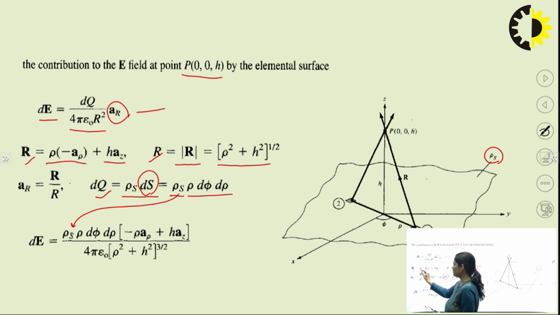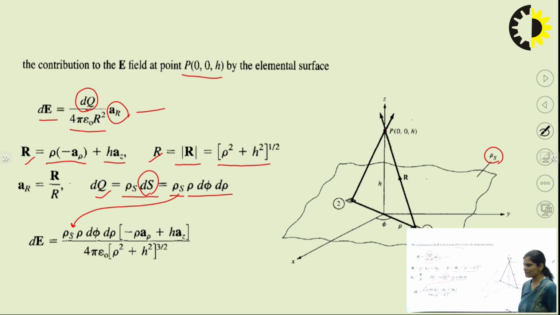This is R, the unit vector of rho minus rho a, sorry, this is the unit vector of rho plus h unit vector of z, upon 4 pi epsilon naught in bracket rho square plus h square to the power 3 by 2. So put these values, R means unit vector of R, and this dq. Put all these values in this differential electric field intensity for this surface. You will get this result.